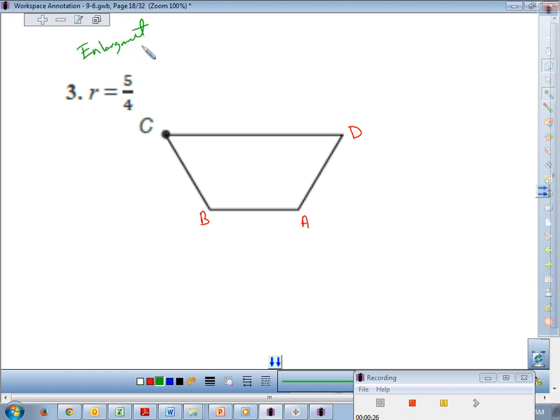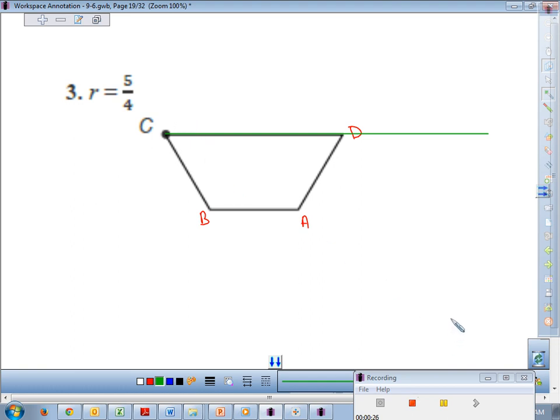You can tell it's larger than 1 because the numerator is bigger than the denominator. So extend this out longer and measure how far it is from C to D. It's like 2.7. Remember, you get a little bit of leeway from all that. But you've got to take it times 5/4.